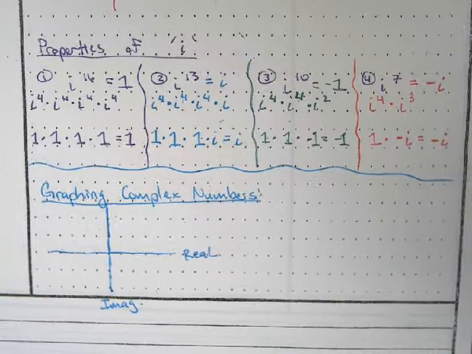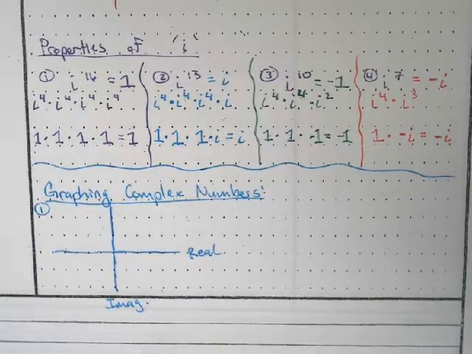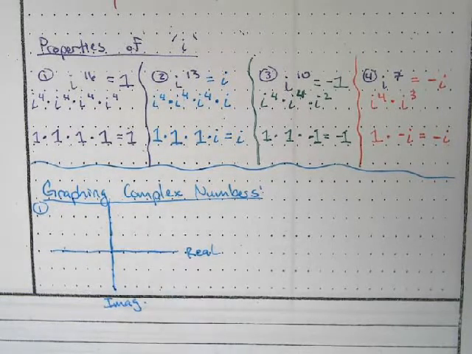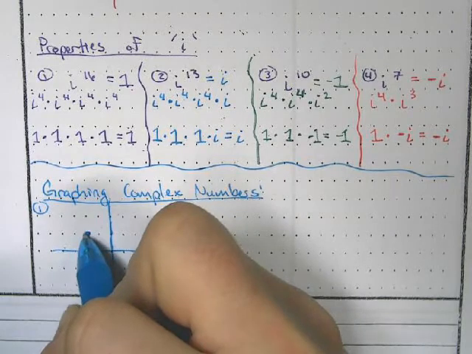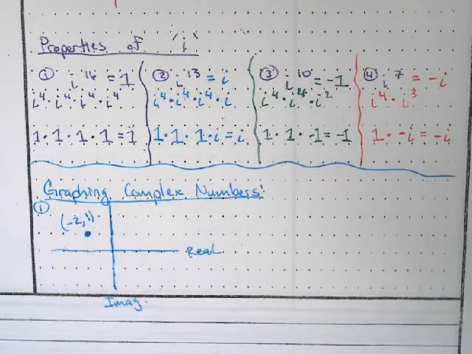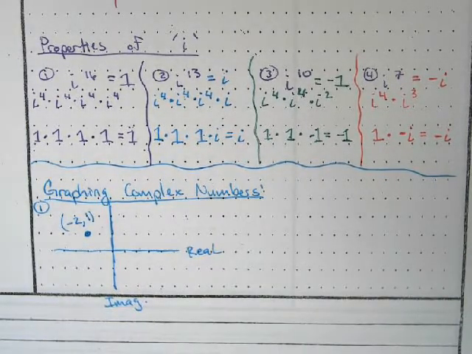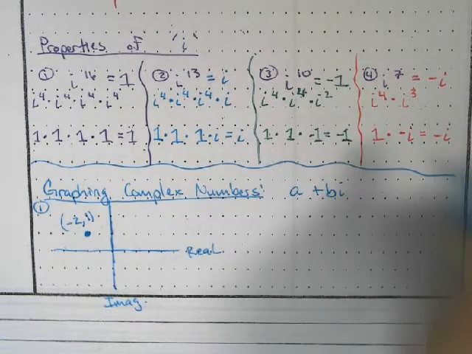So I drew my real, my imaginary plane. For the first one, I want you to build the complex number given the point. So if my point is over here, -2, 1, can you build the complex number? So the complex number is that a plus bi.